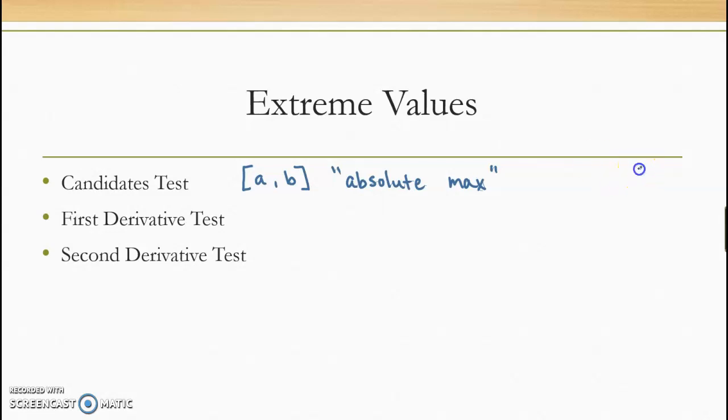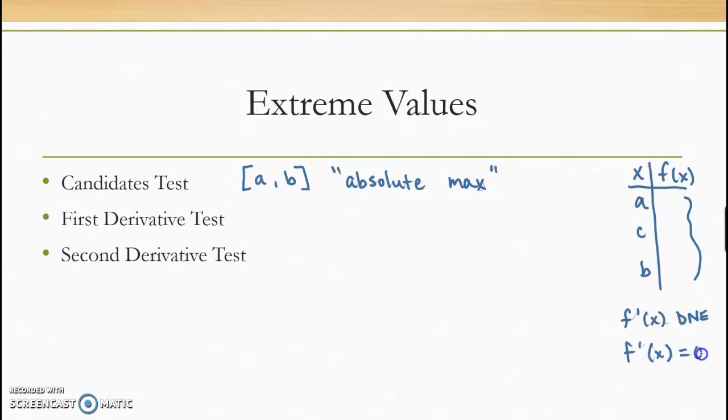The candidates test is the one where you find all of the critical points and you find the end points, and you test all the critical points and the end points in your function, comparing y coordinates to see which one is the biggest. The way you find a critical point is you look at where the derivative either does not exist or the derivative is equal to 0. Those would give you your critical points. You plug all of those x coordinates into your function and compare the y coordinates.